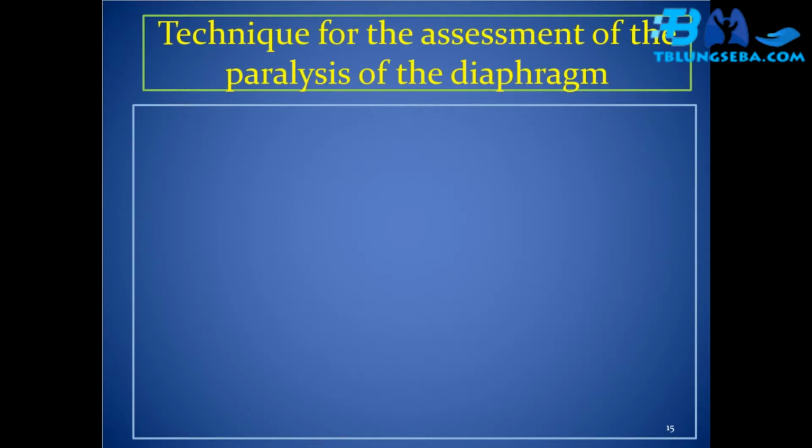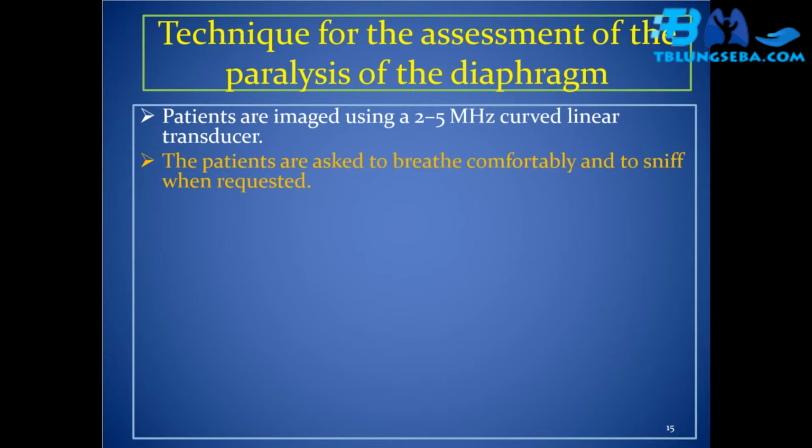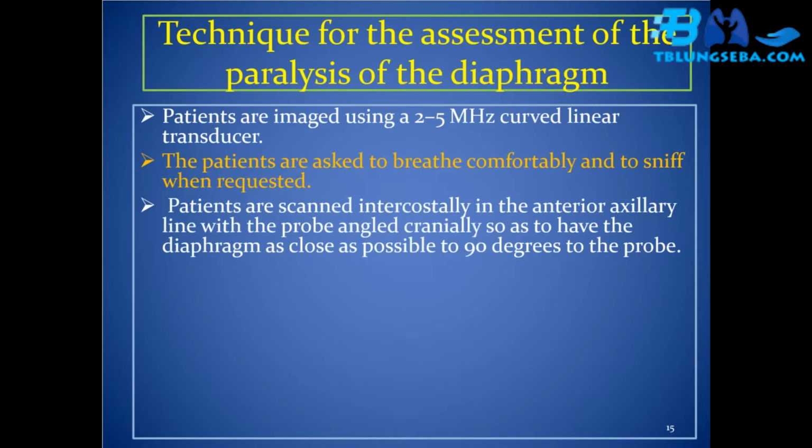Technique for the assessment of the paralysis of the diaphragm. Patients are imaged using a 2 to 5 MHz curved linear transducer. The patients are asked to breathe comfortably and to sniff when requested. Patients are scanned intercostally in the anterior axillary line with the probe angled cranially so as to have the diaphragm as close as possible to 90 degrees to the probe.